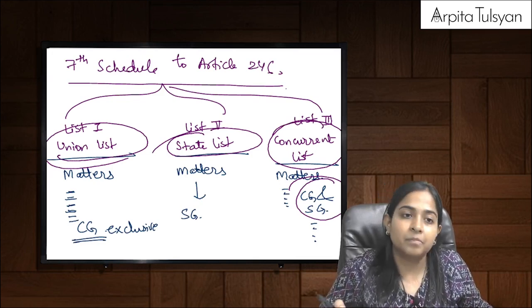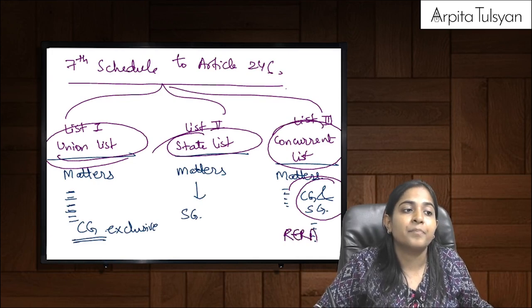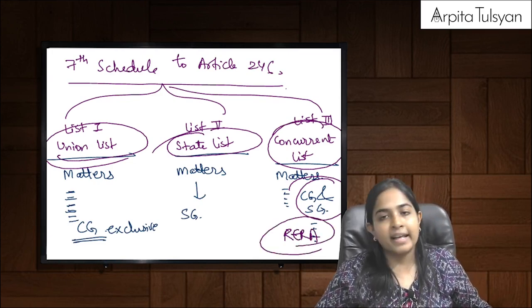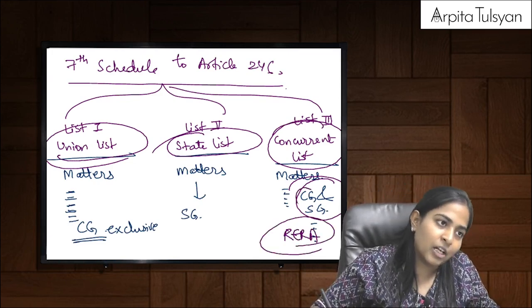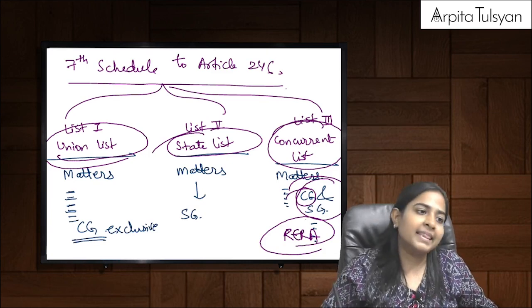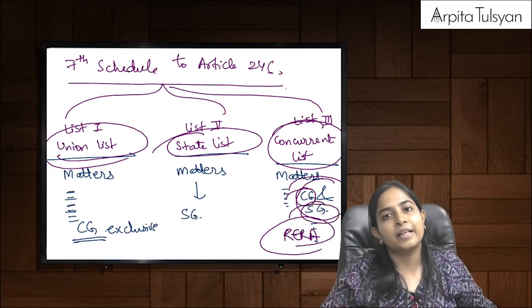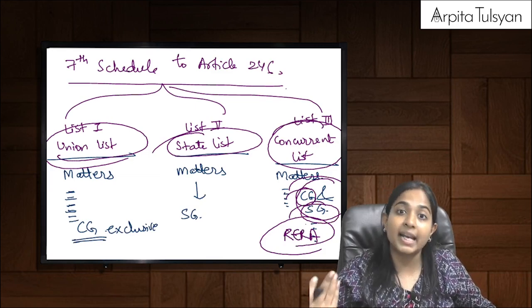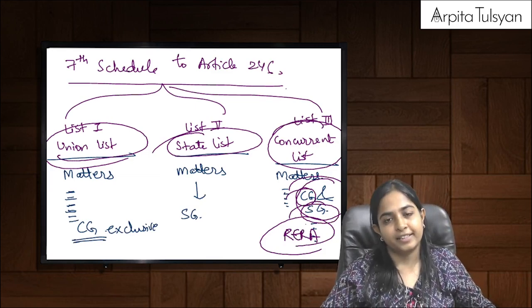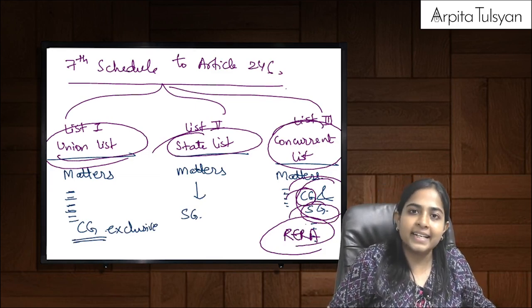Example, RERA. RERA fits here. For the basic common RERA Act, the law is made by the central government and then matters are delegated to the respective state. Maharashtra RERA, that is totally different. Are you understanding this?